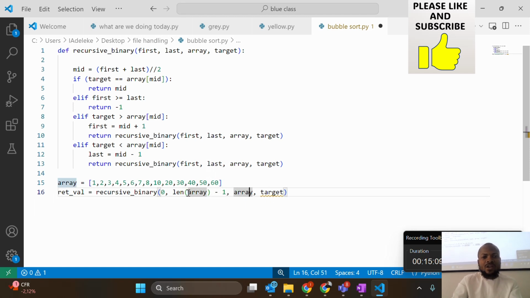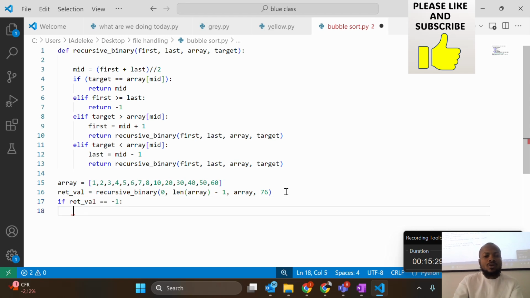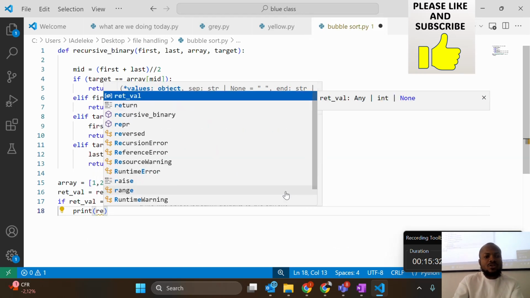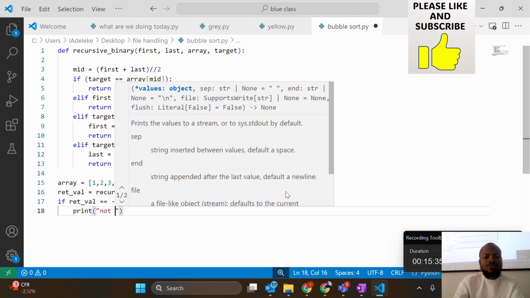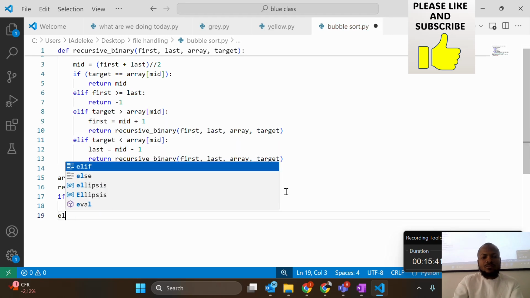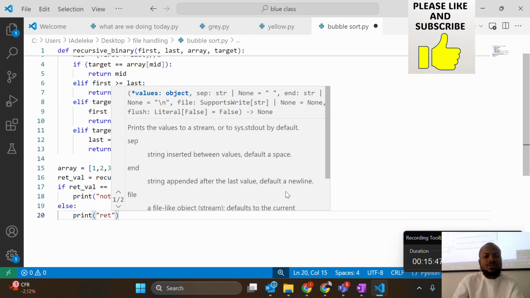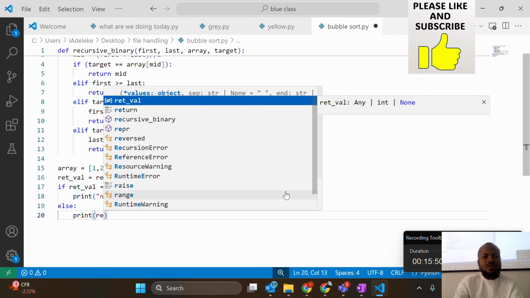Then the array and the target. What is the target? The value to find. Let's assume we want to find a 76. This returns either -1 or the index value, isn't it? Then write that if the returned value is equal to -1, we print not found. Else, what do you print? You print whatever you are asked to print in the question, maybe the returned value. You print the returned value.